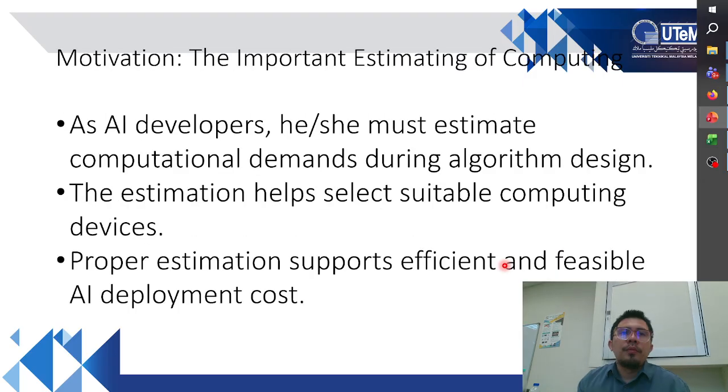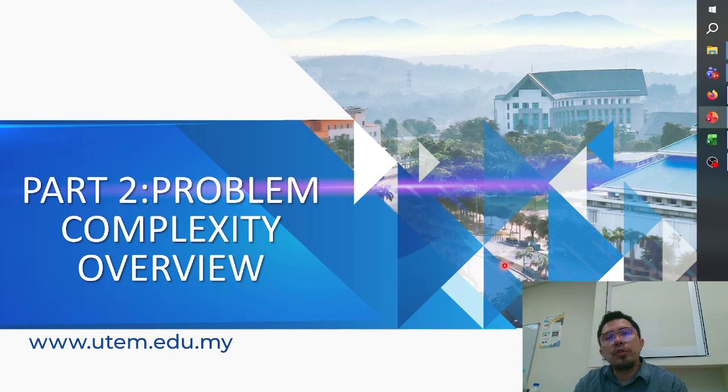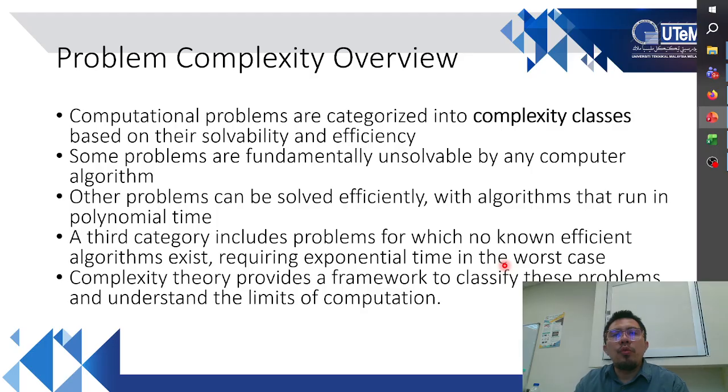And then the important part, estimating the computing. As an AI developer, he or she must estimate the computational demands when designing an algorithm. The estimation helps to select a suitable computing device. Proper estimation supports efficient and flexible AI development costs. Okay, so we go to part 2, problem complexity overview.